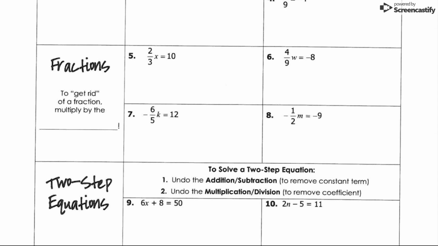So let's try the next one. Multiply by flipping it. So 4 over 9, I'm going to multiply by 9 over 4, both sides. The 9's cancel, the 4's cancel. I'm left with w. Type it in your calculator with the fraction in parentheses, and you should get negative 18.